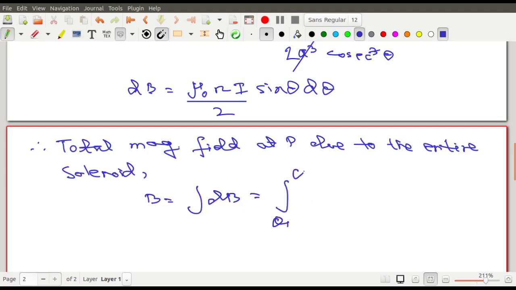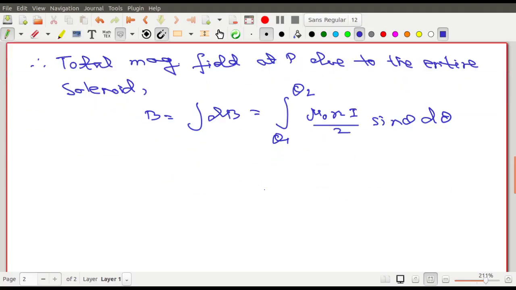theta 1 to theta 2, right? Theta 1 was the angle on the left side, theta 2 was the angle of the right end. So that is mu 0 ni by 2, sin theta d theta. Now integration of sin theta will yield a negative sign. That negative sign will be taken care of within the limits. So it is mu 0 ni by 2, the negative of cosine theta.